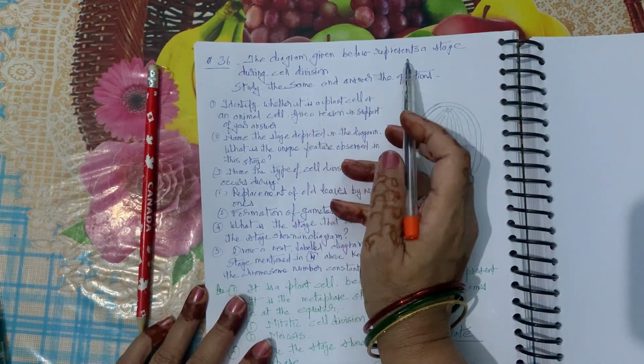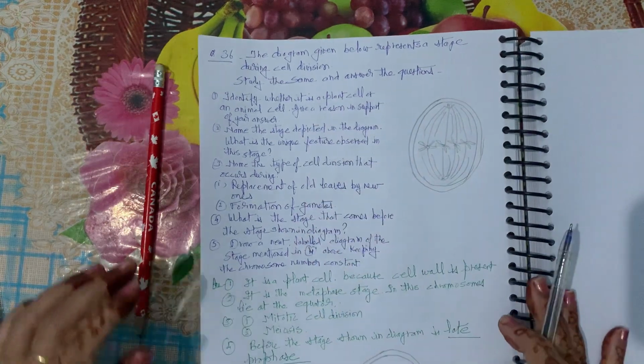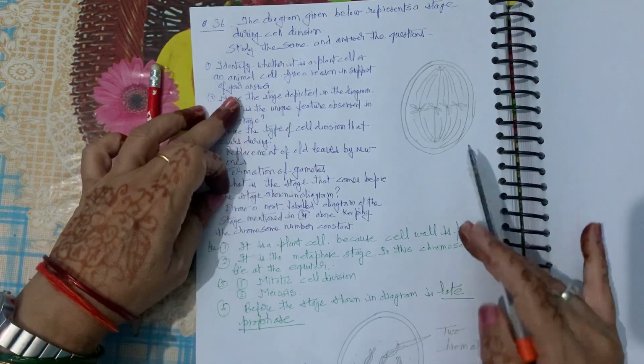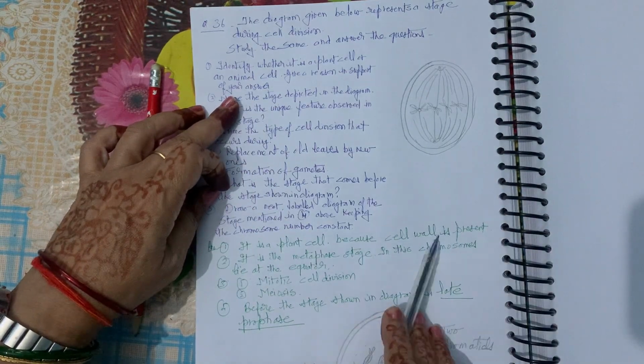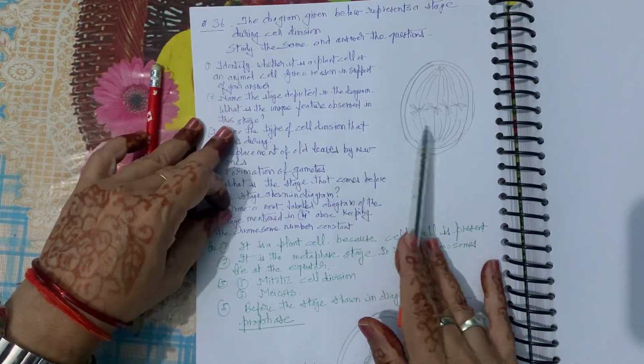The diagram given below represents a stage during cell division. Study it and answer. Identify whether it's a plant cell or an animal cell, and give a reason. See, a cell wall is observed, so naturally it is a plant cell because the cell wall is present. Name the stage depicted in the diagram. What is the unique feature?